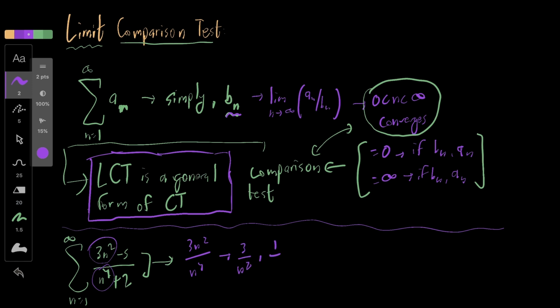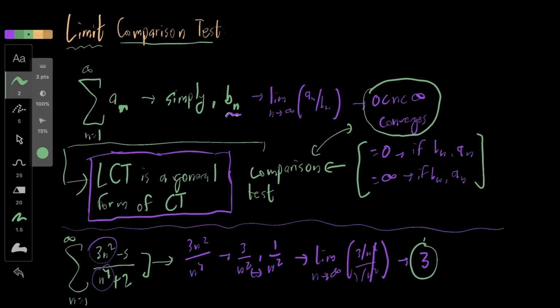Now, as you see, this is very similar to 1 by n squared. So we can have that as our b to the n term. So all we do is simply take the limit, and these two cancel out, so we just get 3. And since 3 is between 0 and infinity, it converges. And that's basically all there is to it.